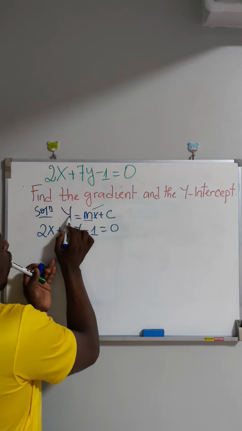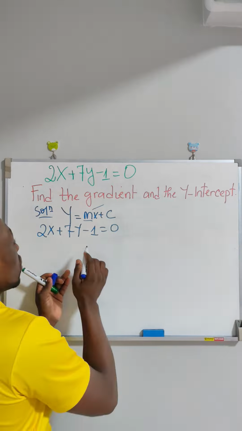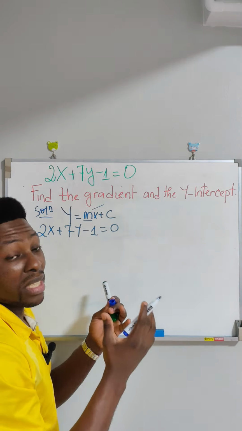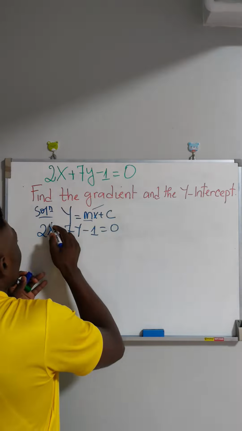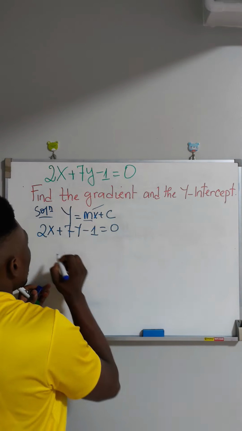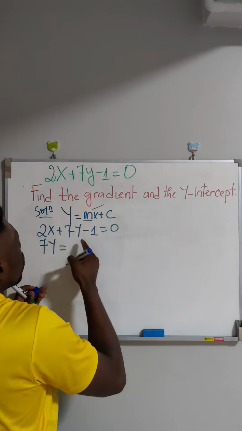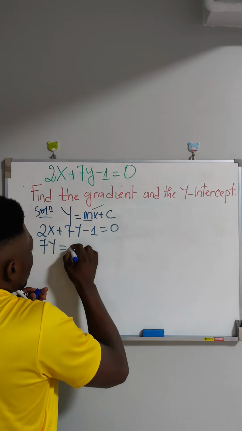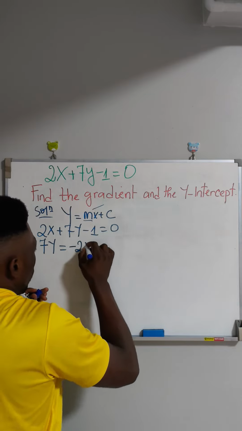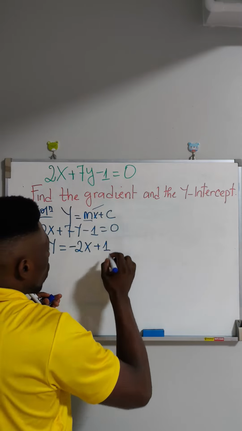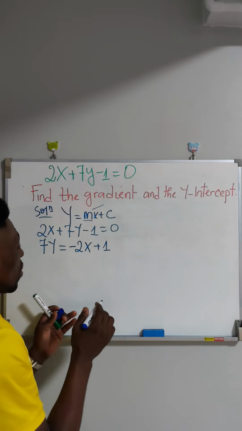As you can notice, y stands alone on one side. So let me start by isolating y. In other words, I'll make y the subject of this equation by sending everything else to the other side. So I'll have 7y equal to, when 2x goes there, it becomes negative 2x. You have to watch out for the signs. And when minus 1 crosses, it becomes plus 1. Be careful, we aren't done yet.